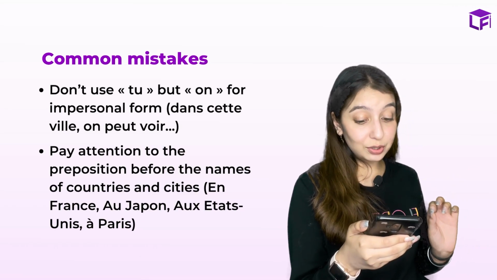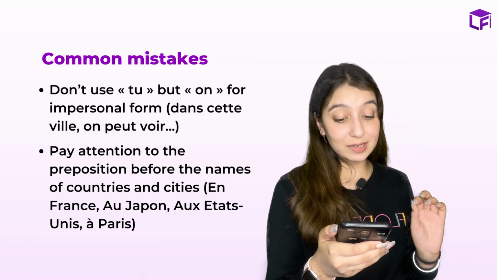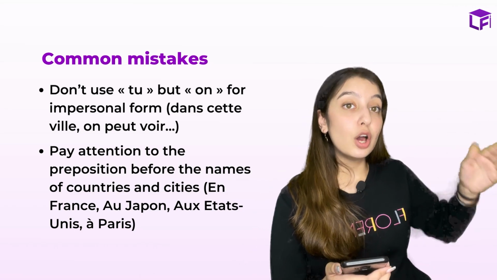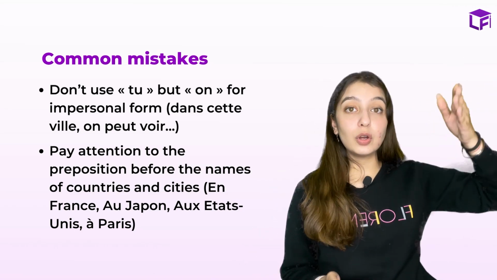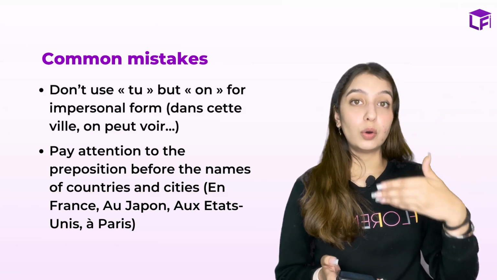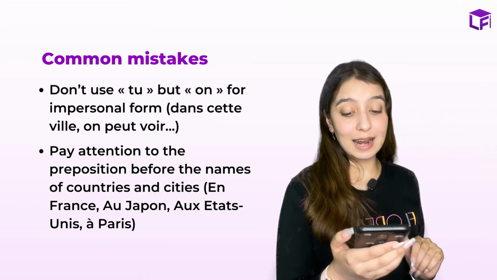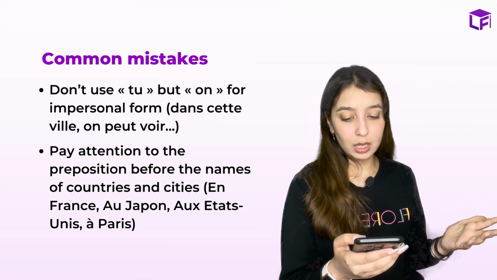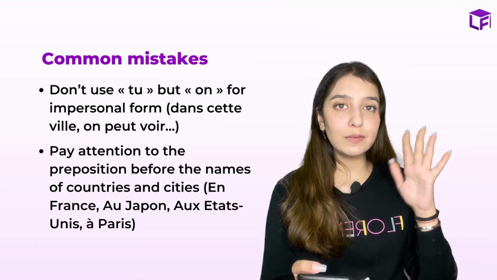Do not use tu but on for the impersonal form. Dans cette ville, on peut voir. Dans cette ville, on peut manger. Use on for considering yourselves rather than using nous or tu. Consider a situation to be us in a very impersonal way.